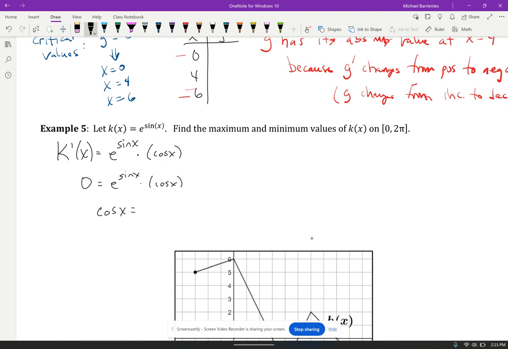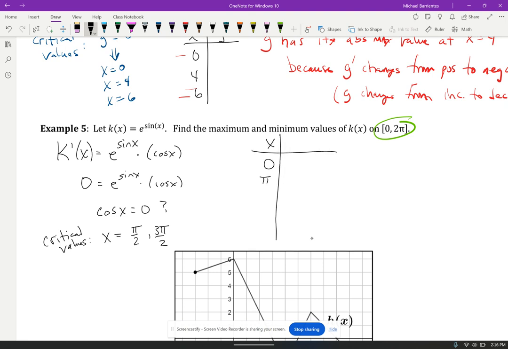So the question is, when is cosine x equal to 0? Specifically, in this interval between 0 and 2 pi. For what angle is the cosine of the angle equal to 0? I believe that would be at x equals pi over 2 and 3 pi over 2. At those two values, the cosine of pi over 2 is 0, and the cosine of 3 pi over 2 is also 0. So I have my critical points. These critical values I'm now going to use along with my endpoints. So my x column is going to include my endpoint, my critical values, and then my other endpoint.